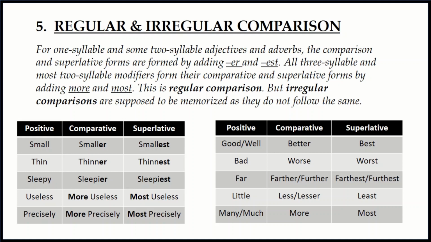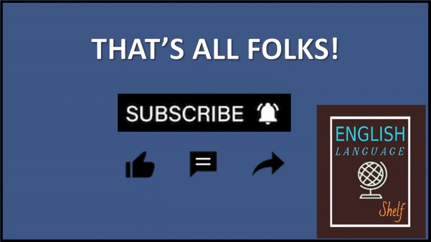So these are the five exceptions in English parts of speech. So that's all regarding the exceptions.